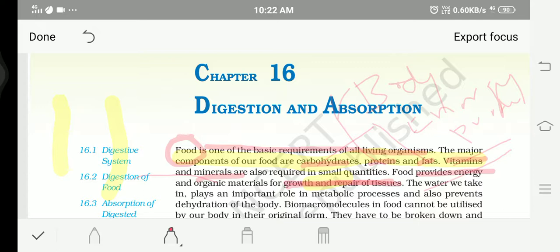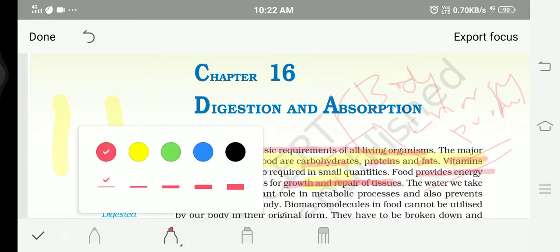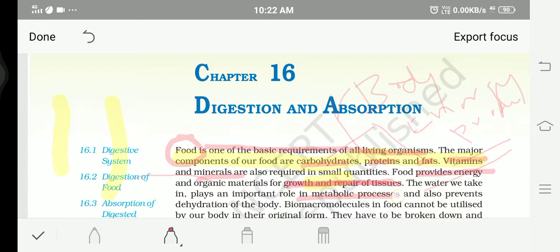When it comes to water, water has a very important role in our body system. What is the important role? It is involved in metabolic processes. Metabolism means catabolism and anabolism together. Catabolism means breakdown of organic components. Anabolism means synthesis of organic components or substances. The breakdown and synthesis processes together are called the metabolic process.